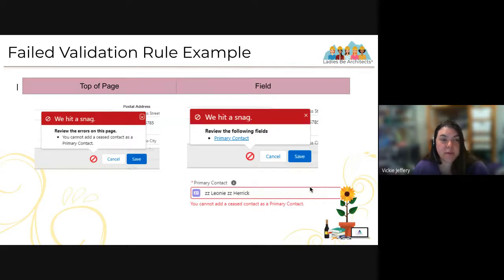And here are two examples, top of page and what happens with the fields for our error messages. Top of page is actually at the bottom of page. Salesforce puts "We hit a snag", and then you've got my error message there: you cannot add a ceased contact as a primary contact. And then if I select it on fields, I'm going to see "Review the following field: primary contact". And when I look at that field, it's highlighted in red with my error message.